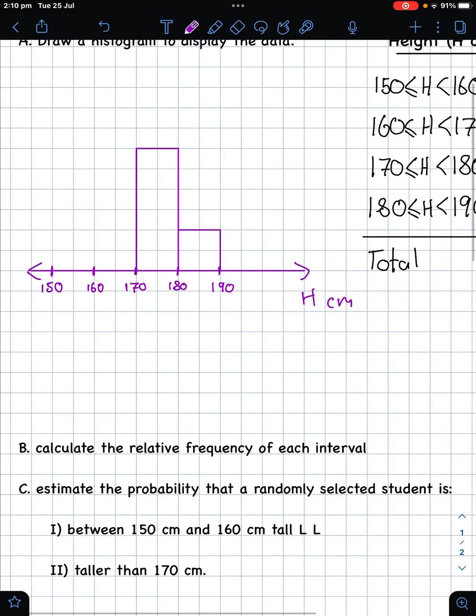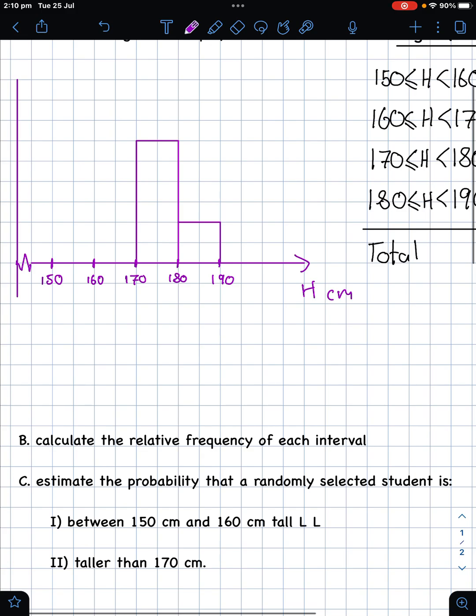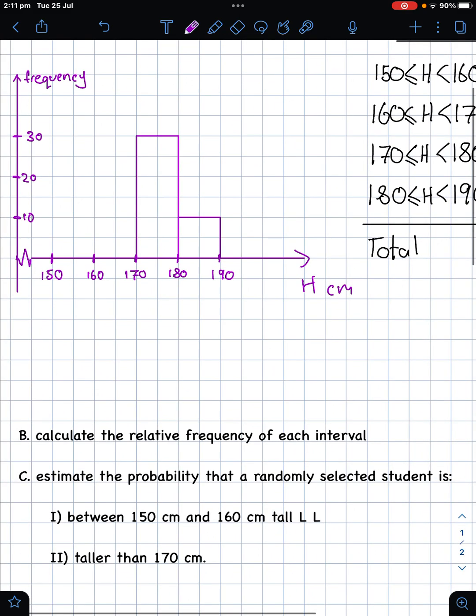The graph has a little thing here just to show the scale is not quite right. We're missing a chunk. I've put it a little bit too far. So this is just our frequency. We've got 30 here, this will be 20, and this will be 10. Not the best diagram. So 150 was 14, so that would be about here.